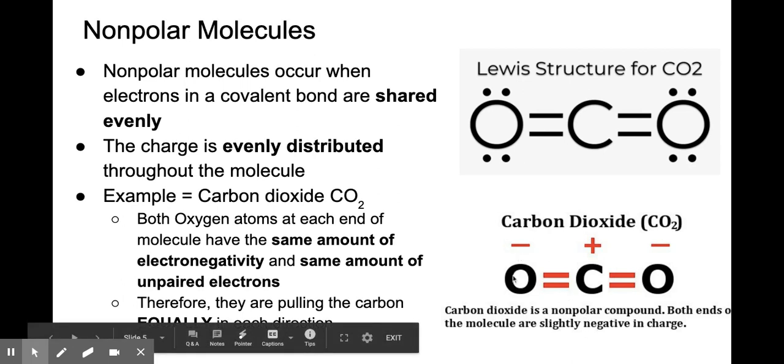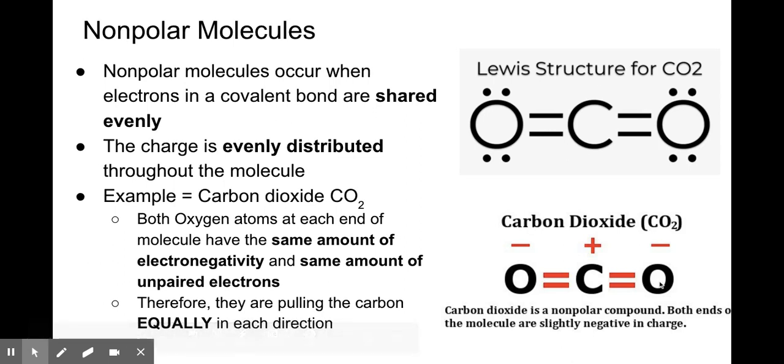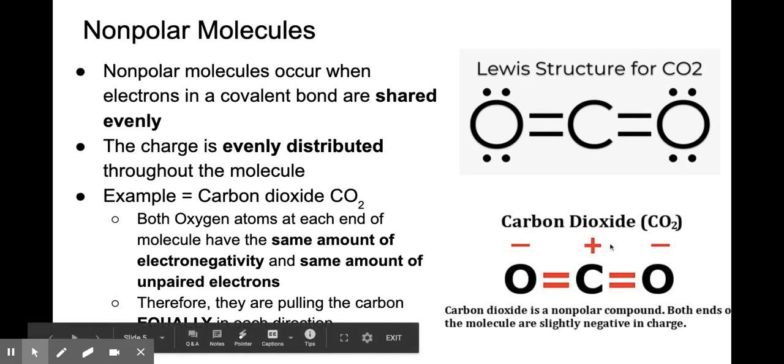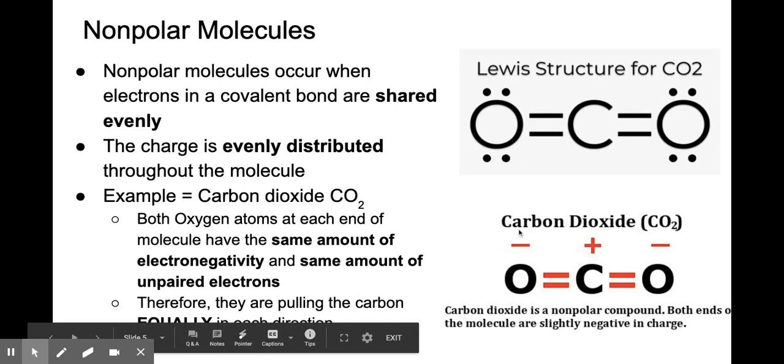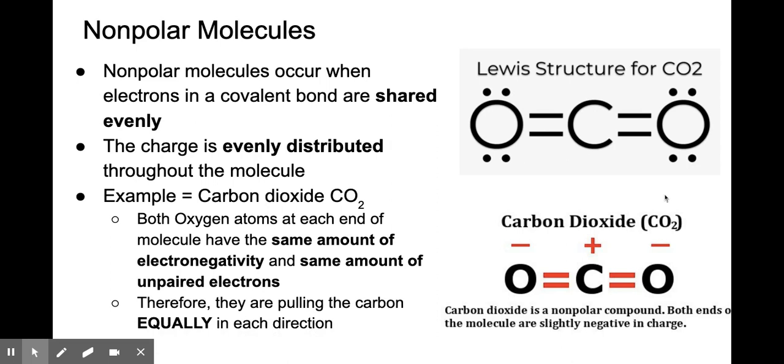Because the oxygens here have the same number of unpaired electrons and also the same amount of electronegativity, they're pulling carbon equally. This is nonpolar. Charges are evenly distributed. You have the same amount of negative charge on the right side as you do over here on the left side. So that is a nonpolar molecule, an even distribution. As opposed to the last slide where you had hydrochloric acid, that was polar because the chlorine on the right-hand side had a more negative charge. So both sides were unequal. In this example, both sides are equal. You have negative on the left, negative on the right. So carbon dioxide here is a good example of a nonpolar molecule.